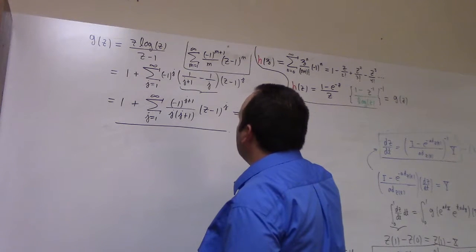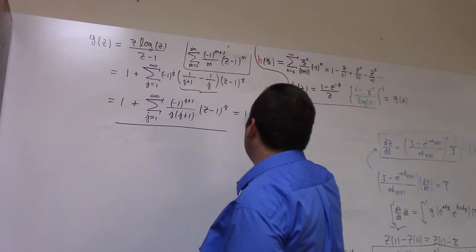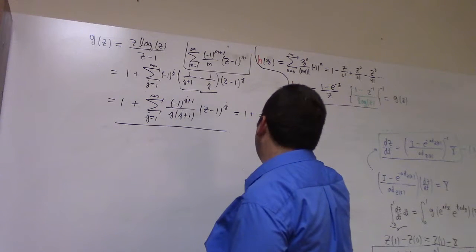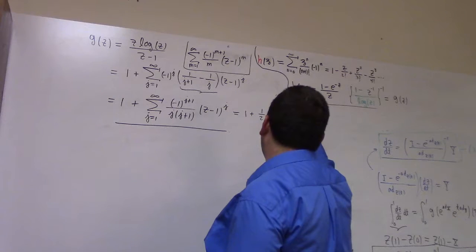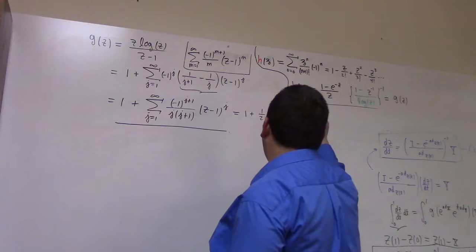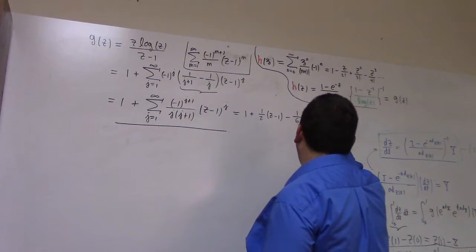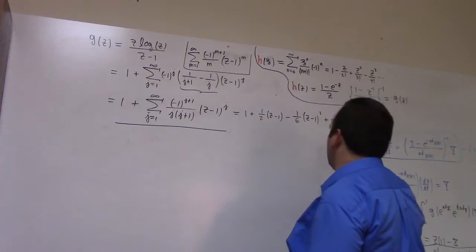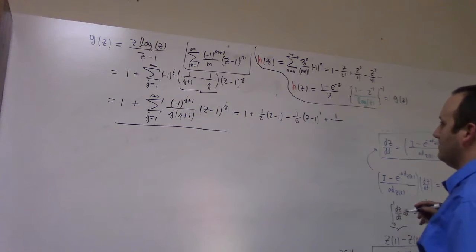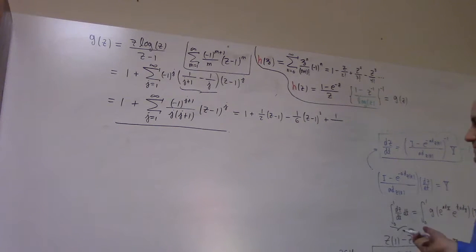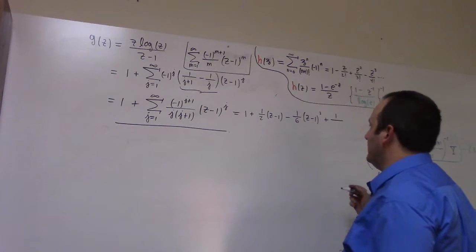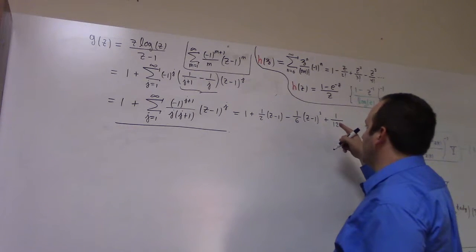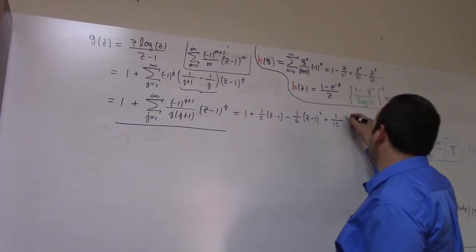J equals 1, plus 1/2. And then minus what? 1/6. And then 1 over what? 12. So we had 2 times 3, and now we got 3 times 4.